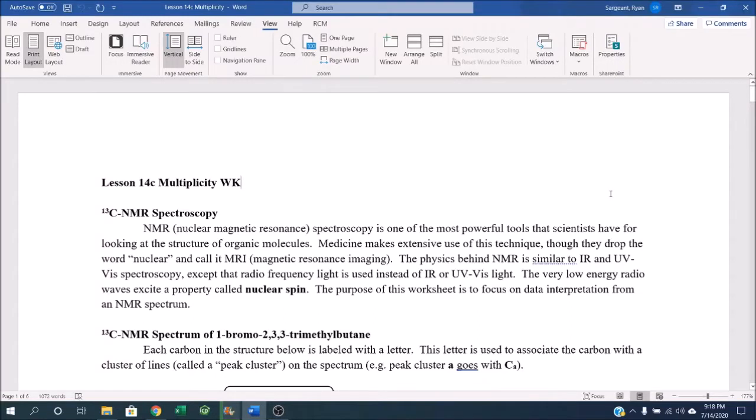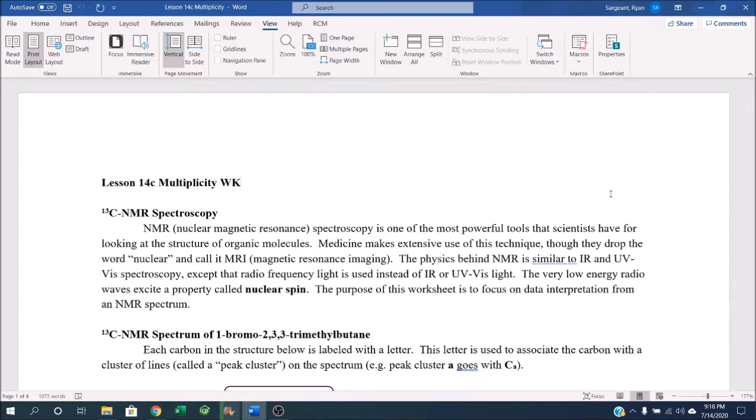This lesson will continue to explore aspects of spectroscopy. I mentioned before that spectroscopy has four different pieces of information that it tells us. The first is it tells us how many different types of that particular atom that we have in the compound. For proton NMR spectroscopy, it tells us how many different types of hydrogens. And for C-13 NMR spectroscopy, it tells us how many different types of carbons there are.